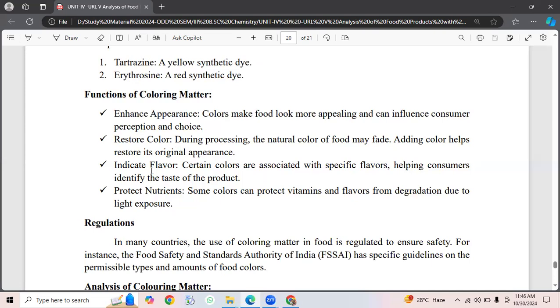The next one is to indicate flavor. Certain colors are associated with specific flavors, helping consumers identify the taste of the product. For that purpose, they add coloring to food products. The next point is to protect nutrition. Some colors can protect vitamins and flavors from degradation due to light exposure. To avoid degradation, some fruits or vegetables should be colored. So these are the functions of coloring.